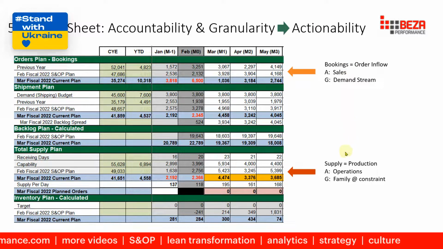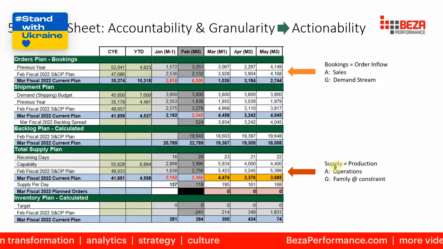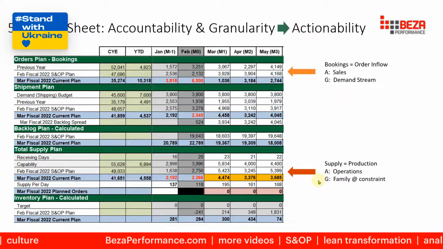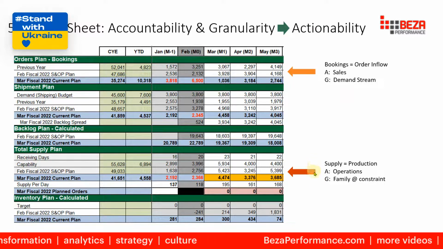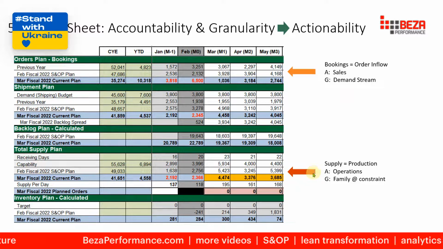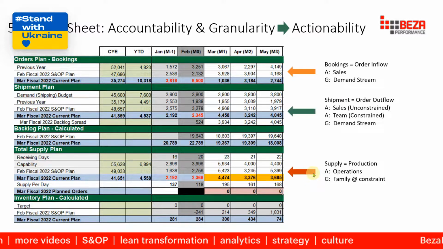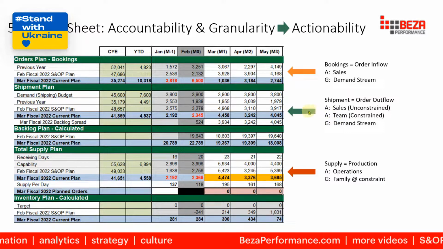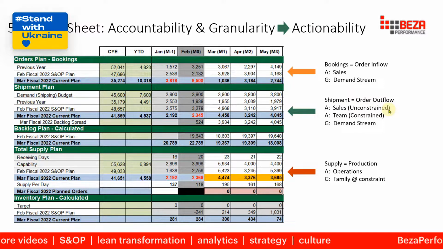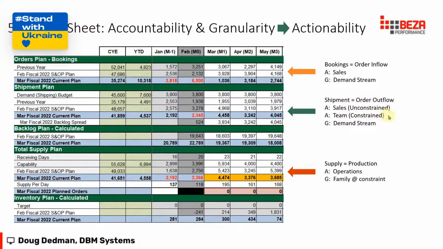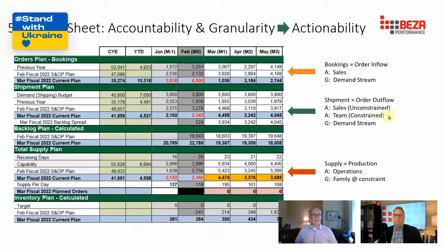I skipped over, you'll notice, and went down to the supply, because there's clear accountability to operations on the supply side. And the granularity is, as you also mentioned, the families by constraint. So when we think about accountability, those two are part of the typical sales and operations side of the business. The shipment plan accountability is really separated into two pieces. One is the unconstrained plan, which is what sales is accountable for, and the constrained plan is really the output of the process, and accountability lies with the entire process. Then we have the other two sections, which are backlog, which is also an outcome of the process.